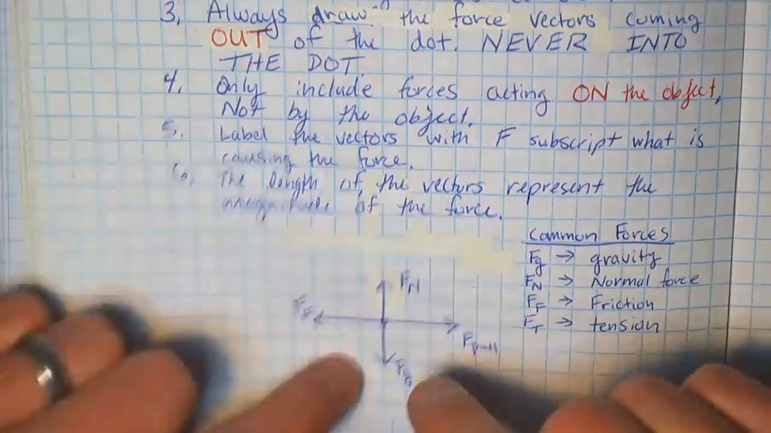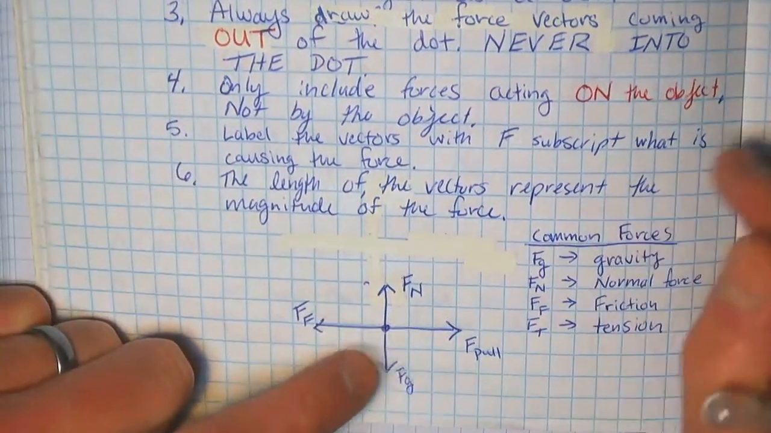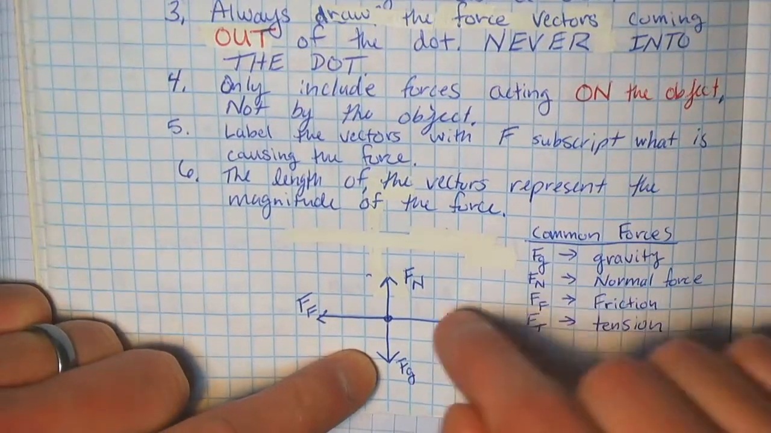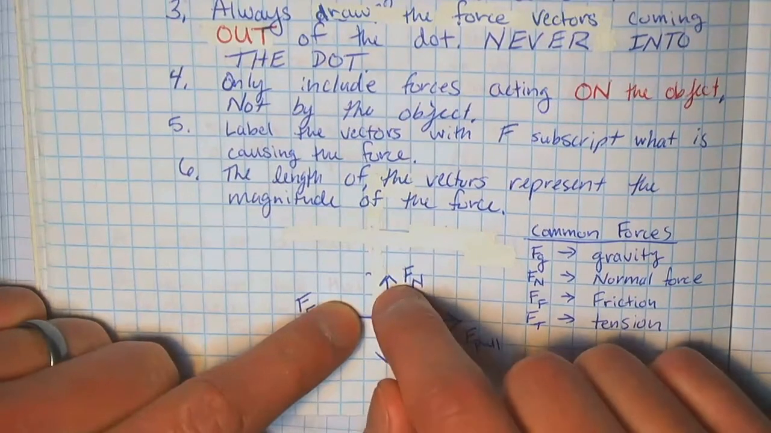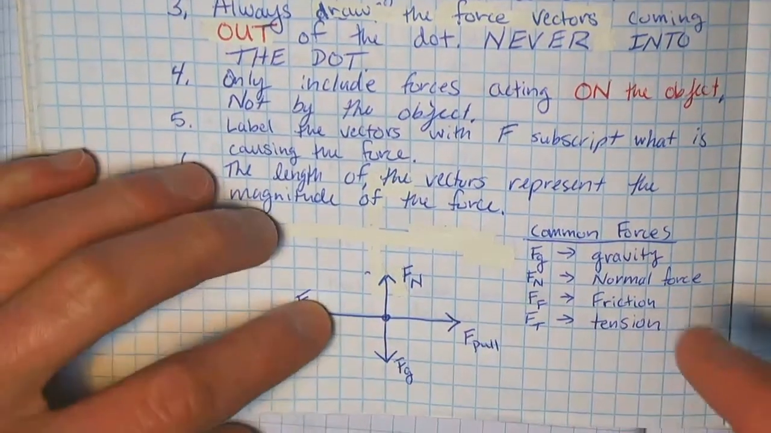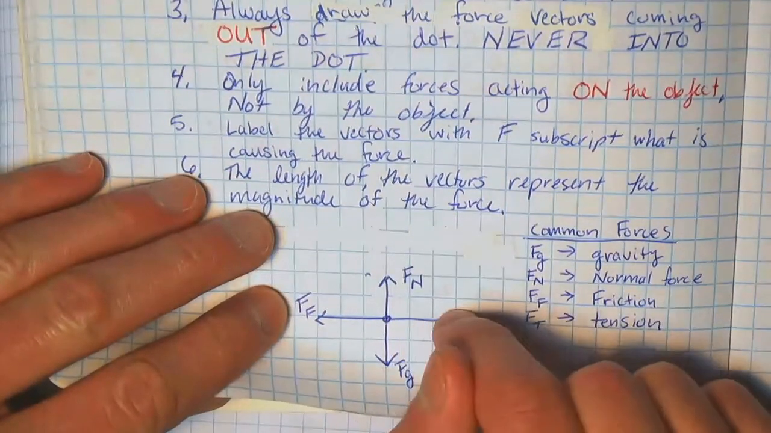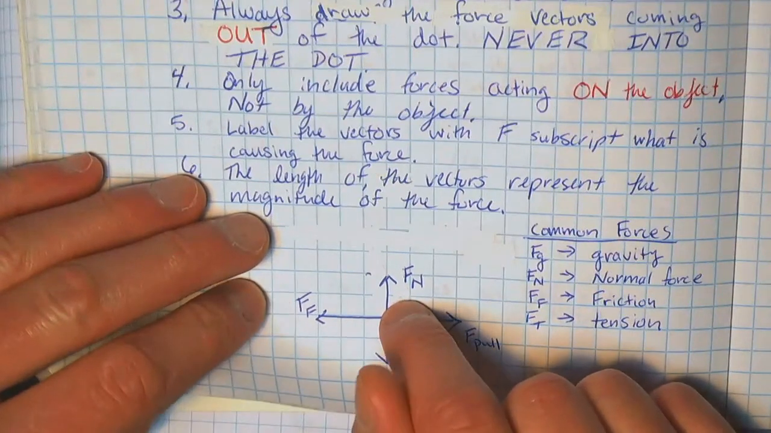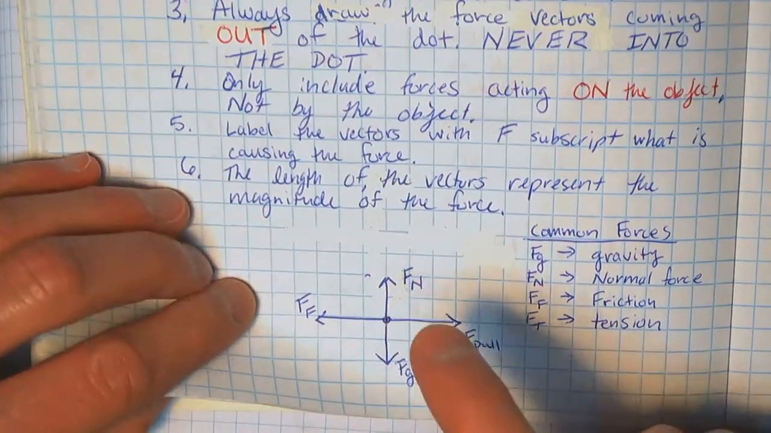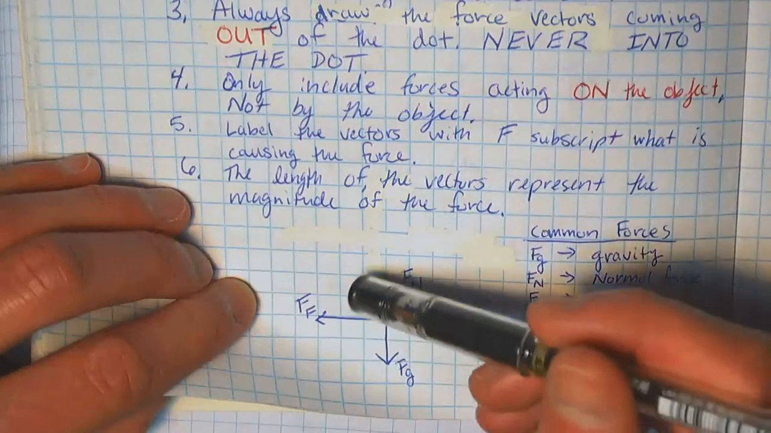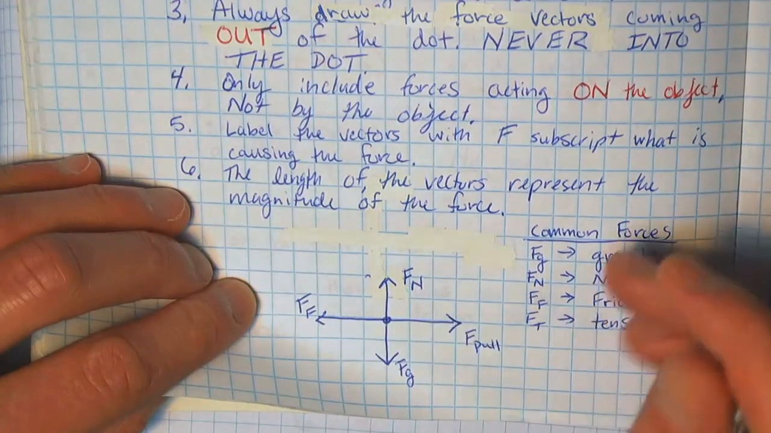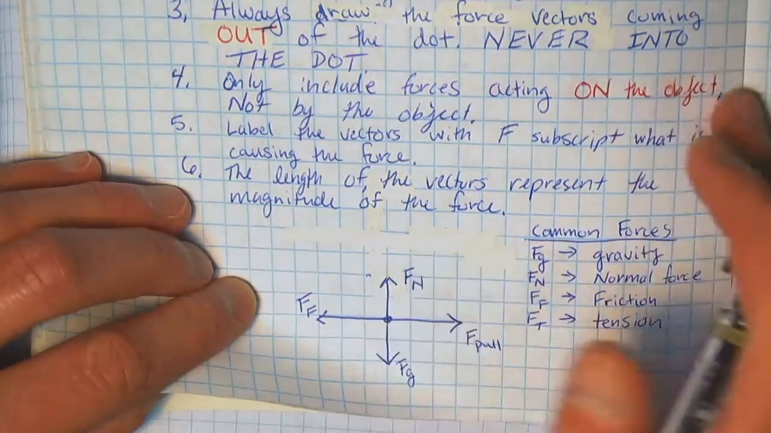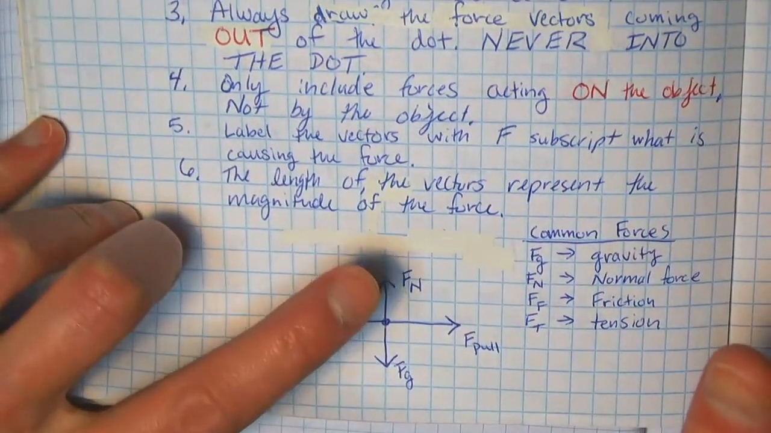We have the force of gravity, which is pulling down on the crate. We have the normal force, which is pushing up on that crate. The normal force is a force exerted by a surface. I have definitions for you, but that's the upward force exerted by the surface. It has to be perpendicular to your surface. More on that in a second.